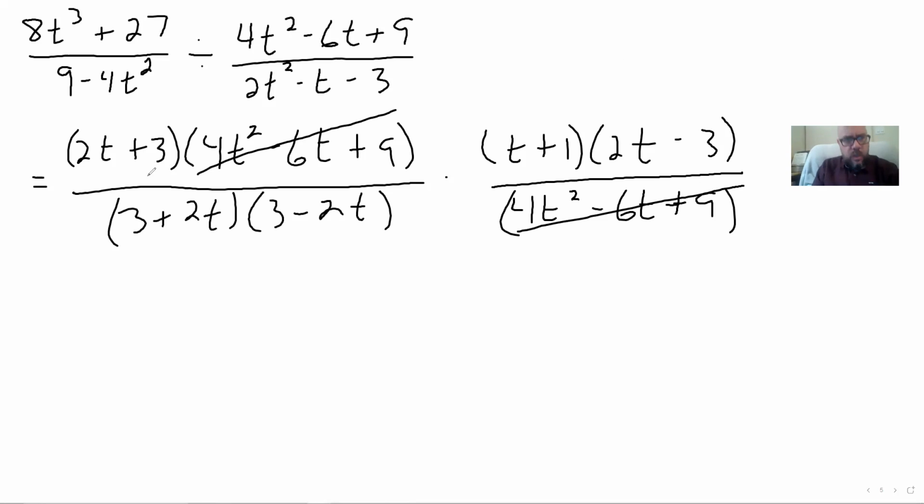All right, so a couple things I want to cancel. 2t plus 3 and 3 plus 2t are pretty clearly the same thing because I can add in any order, right? If I did 3 plus 5 or 5 plus 3, I get 8 either way. It doesn't matter what order I add in. So I think it's fairly clear that these are the same. However, these are not, right? 3 minus 2t and 2t minus 3 are not the same thing. They're almost the same thing.